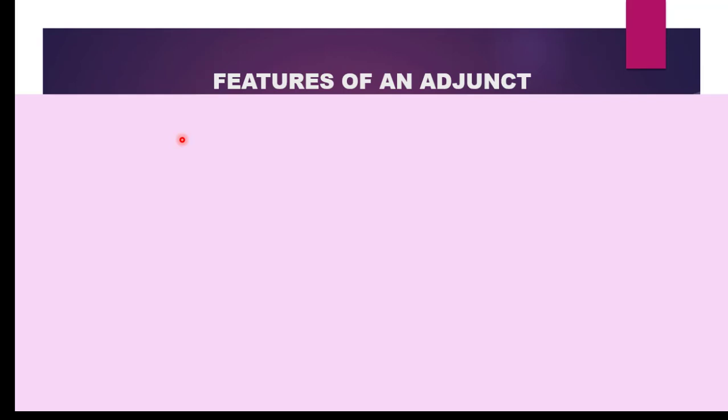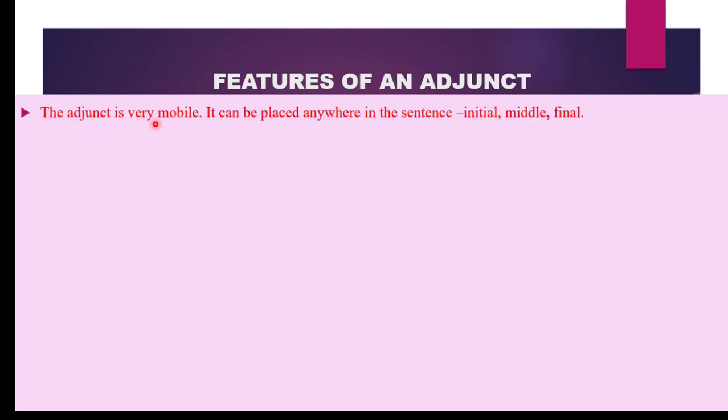Let us look at the last feature of an adjunct. It is very mobile, which means it can be placed anywhere in the sentence, whether it is starting the sentence, the initial, whether it is in the middle or it is in the final or the end part of the sentence. Let us have these examples. After the party, Bismarck ate the food. Here, the adjunct comes at the initial part of the sentence. After the party is giving us information about the time when Bismarck ate the food. So, it is functioning as an adjunct.